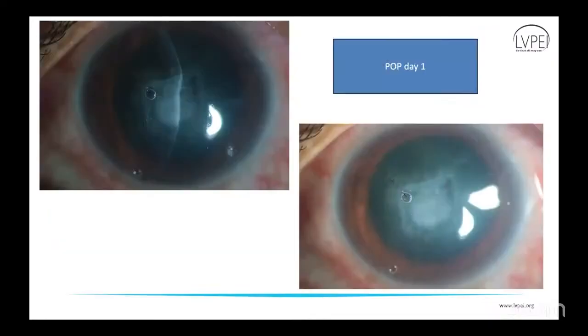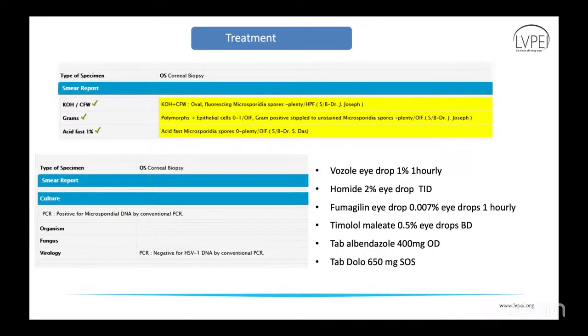So this is the post-operative day 1 picture after the corneal biopsy was done. The biopsy material was sent for scraping. On scraping, on KOH, Gram and acid-fast stain, microsporidia spores were seen, and PCR was also positive for microsporidial DNA. So she was started on Mozol, Homide and Quigilin eye drops, which were prepared in our pharmacy, and also given systemic oral albendazole 400 mg BD. This systemic albendazole was given for a period of 4 weeks.